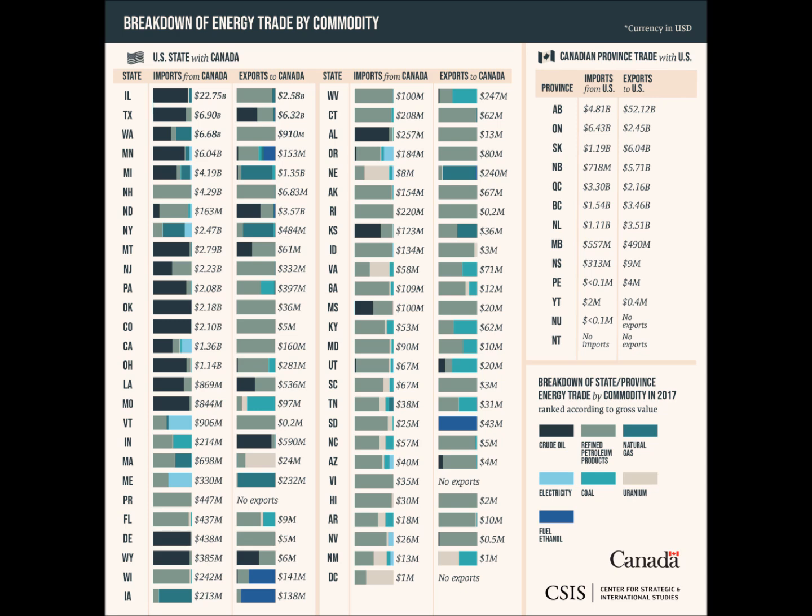The table also includes a breakdown of the specific energy commodities involved in the trade, highlighting the diverse range of products exchanged between the two countries. Overall, the table offers a comprehensive view of the economic ties between the U.S. and Canada in the energy sector, emphasizing the varying levels of trade activity across different regions and the types of energy commodities involved.